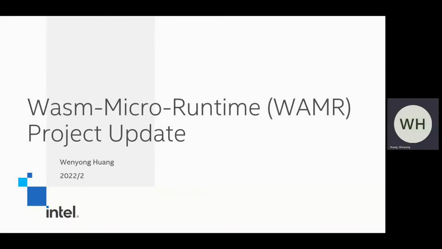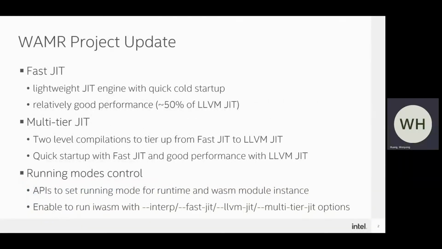Hello, I am Wenyong Huang, a software engineer from Intel and one of the TSC members of the WebAssembly Micro Runtime open source project. Let me give an introduction about the project update of Wamr. The first one is about the fast JIT, multi-tier JIT, and running modes control. The fast JIT is a lightweight JIT engine with quick code startup and relatively good performance. Currently, it supports x86-64 architecture on Linux, macOS, and SGX platforms.